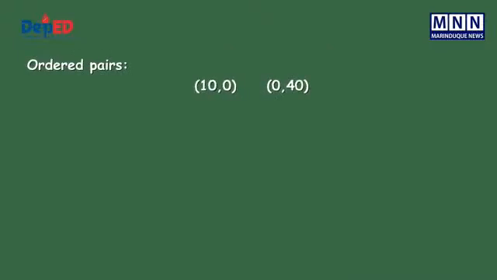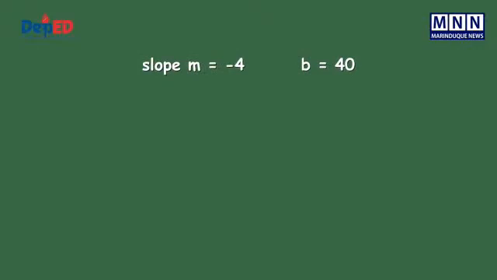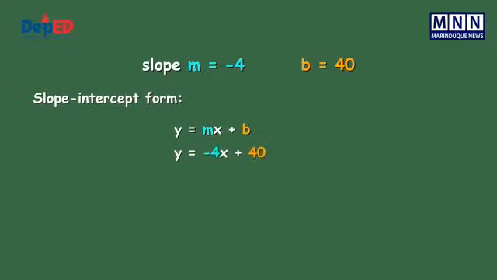Observe that we have a y-intercept with the coordinates (0, 40). Therefore, we may use the slope-intercept form because we now have b equals 40. Next, we just need to find the slope, and that is 40 minus 0 over 0 minus 10. And this gives us a slope of negative 4. Since we have b equals 40 and the slope m equals negative 4, the form y equals mx plus b gives us an equation y equals negative 4x plus 40.